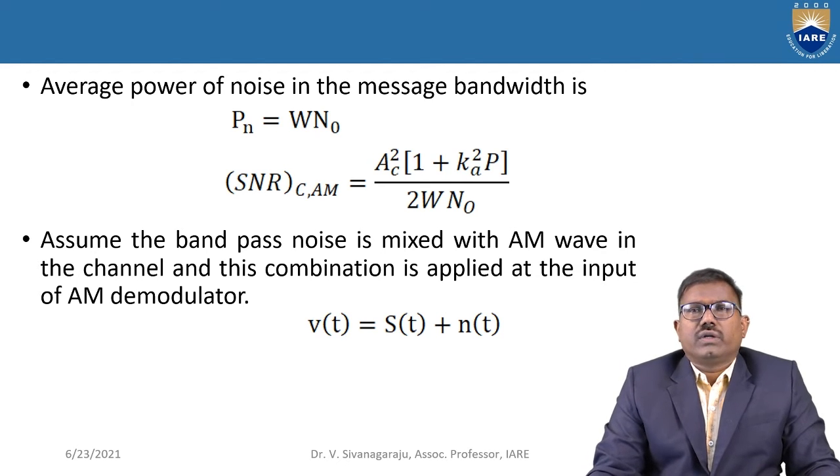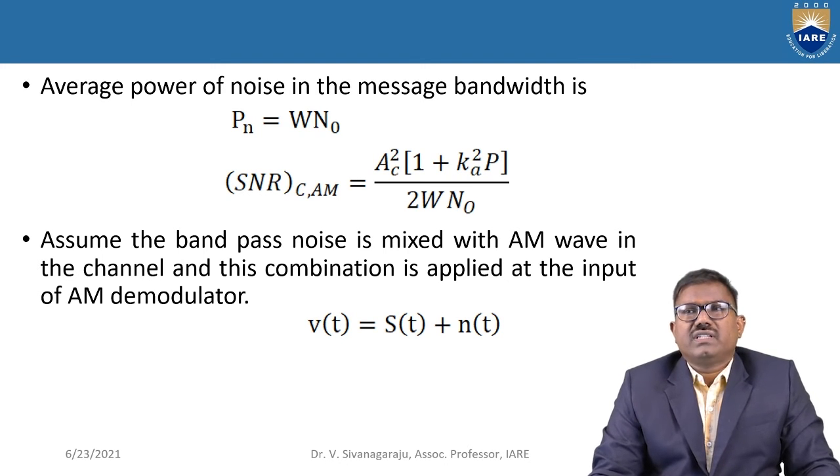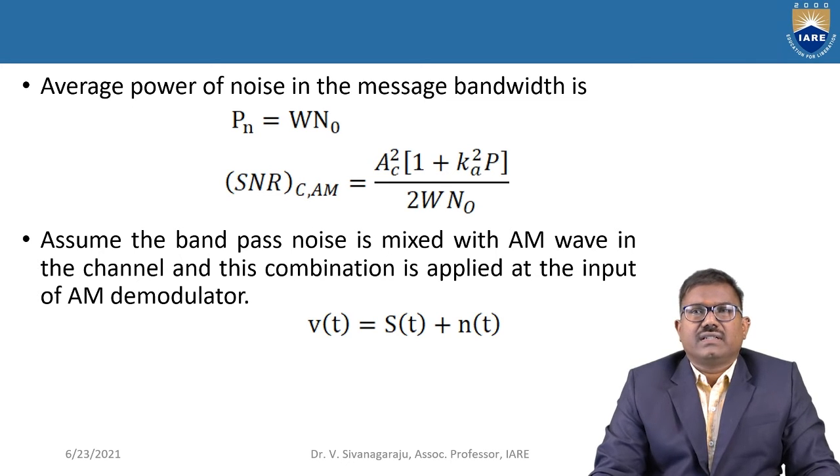So here we are going to assume some bandpass noise is mixed with that AM wave. Why? Because after transmitting the signal into the channel, the noise is going to add up. So the combination of signal plus noise we denote as V of t, which is equal to S of t plus N of t. So N of t is the noise. It is a narrowband noise which is going to add with our signal S of t.